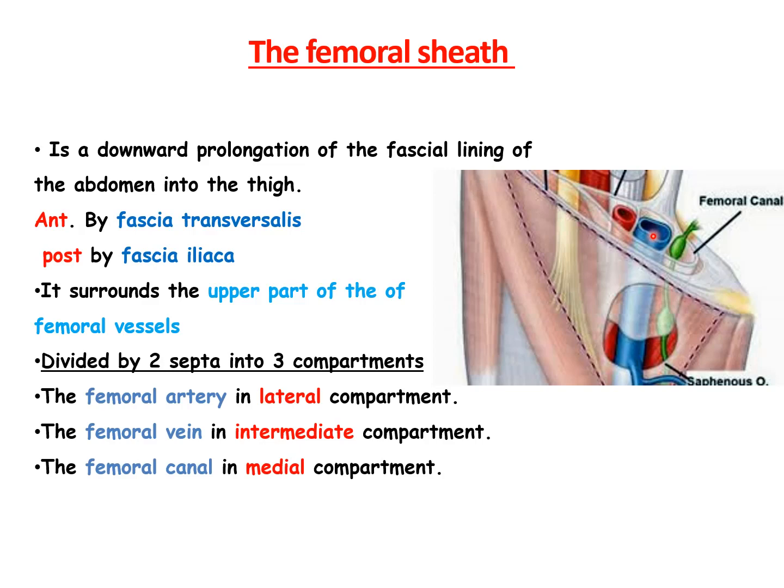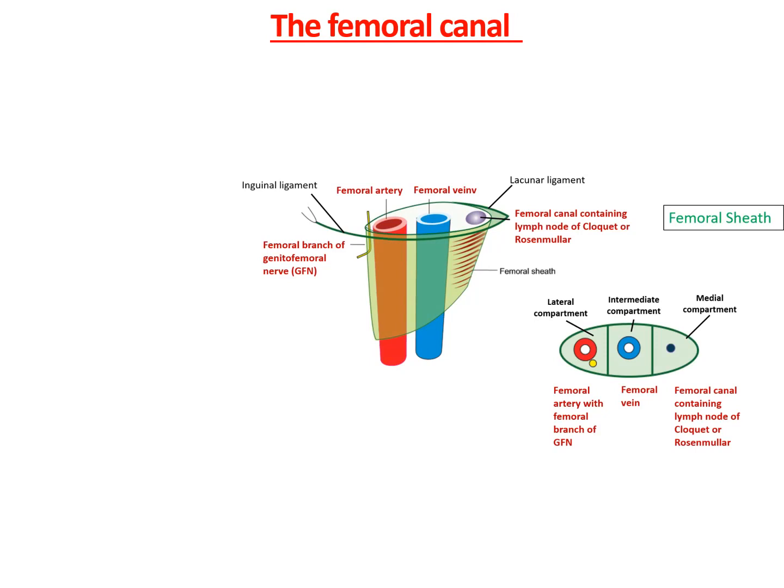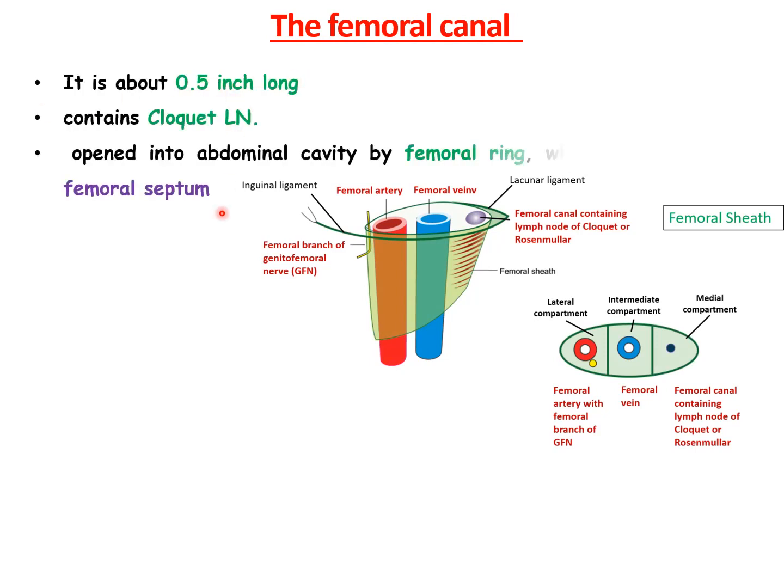The first compartment is the lateral one containing the femoral artery. The second compartment is the intermediate one containing the femoral vein. And the last or the most medial compartment is called the femoral canal. What is the femoral canal? It's about half an inch long.